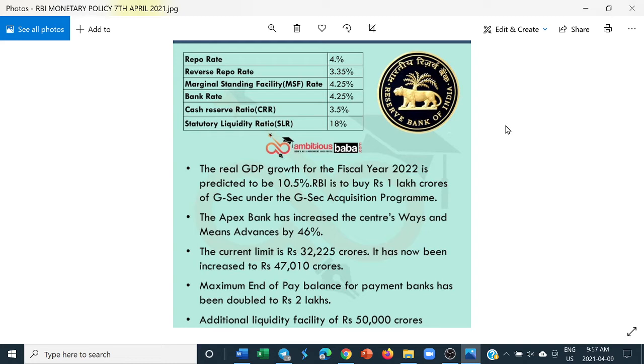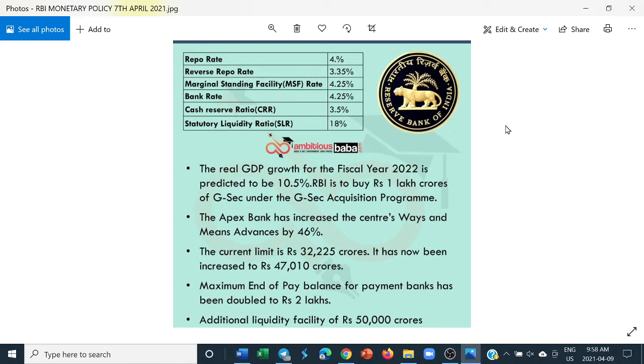And maximum end of day balance for payment banks has been doubled to rupees 2 lakhs from 1 lakh. Payment banks now can have accounts with 2 lakh balance. Additional liquidity facility of rupees 50,000 crores also sanctioned.